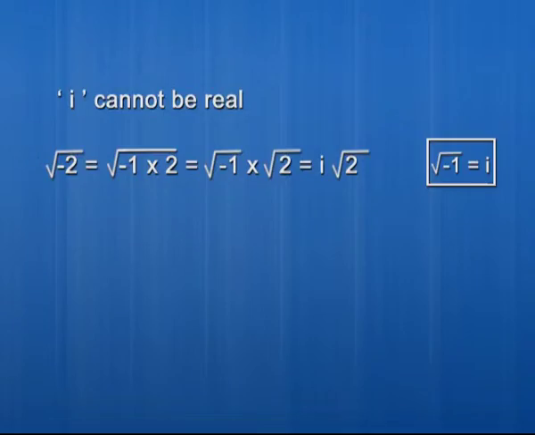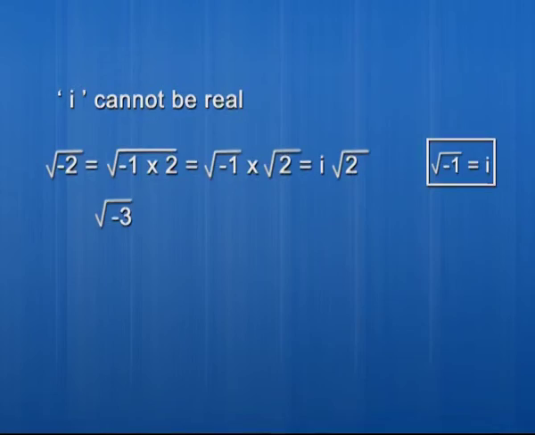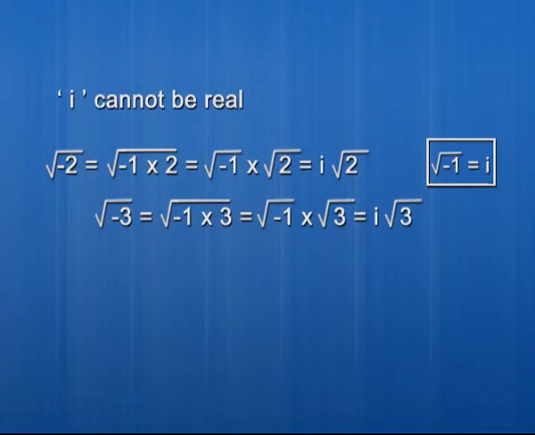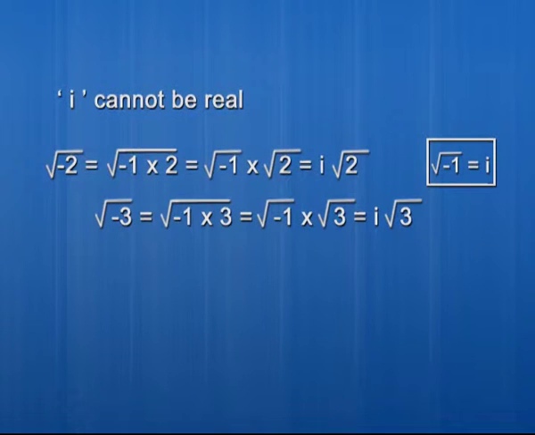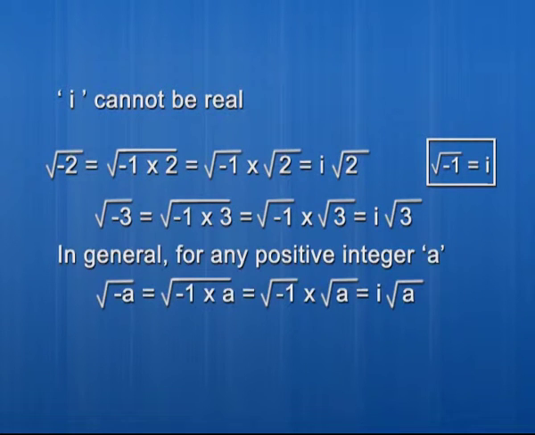square root of 2. Similarly, we can see that square root of -3 can be written as square root of the product of -1 with 3, which can further be written like this, and it gives us the value i times square root of 3. And so generalizing this, we can say that in general, for any positive integer a, square root of minus a will be nothing but i times square root of a.